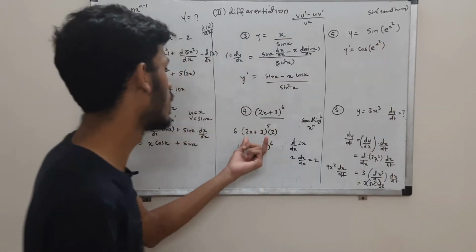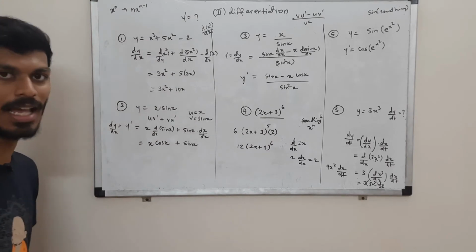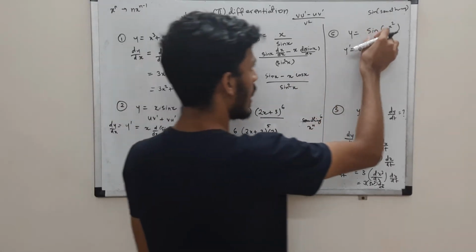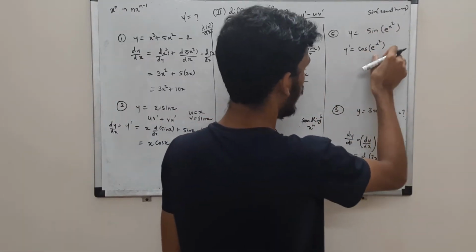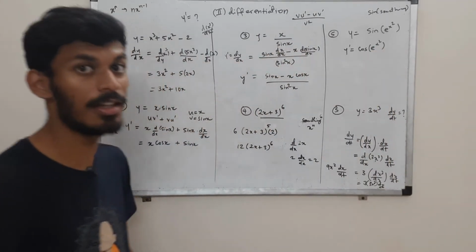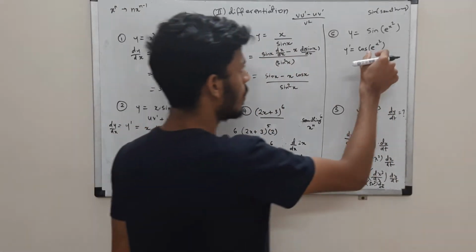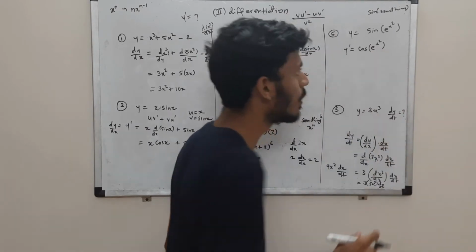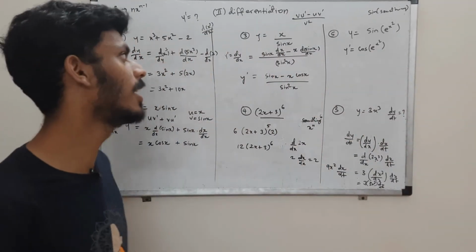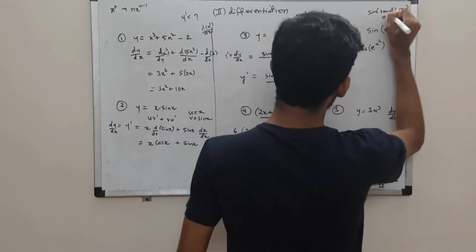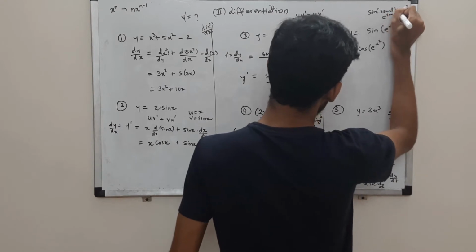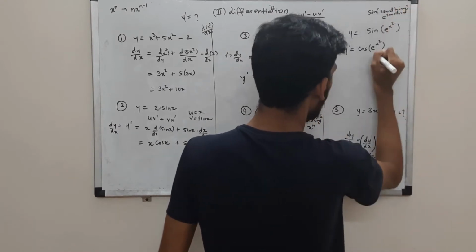First you keep that same thing as it is. You just see sine of something, so the derivative is cos of something. Now you go inside that bracket. It is of the form e to the power something when you go inside the bracket, e to the power something.